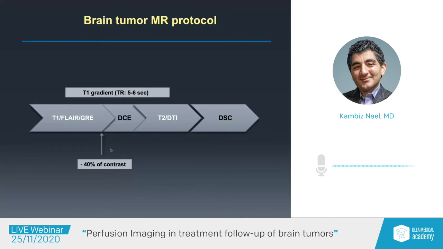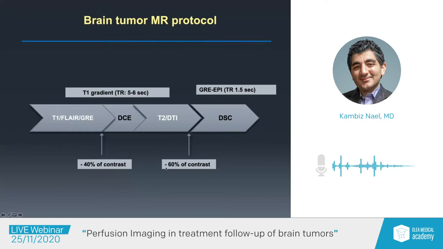And then we do dynamic susceptibility contrast, or DSC, which is a gradient EPI sequence, with temporal resolution in the order of 1.5 seconds. And we basically use a split dose of contrast, so the standard dose of contrast. We give basically the first 40% for DCE, and then the rest of the contrast at the end for our DSC imaging.